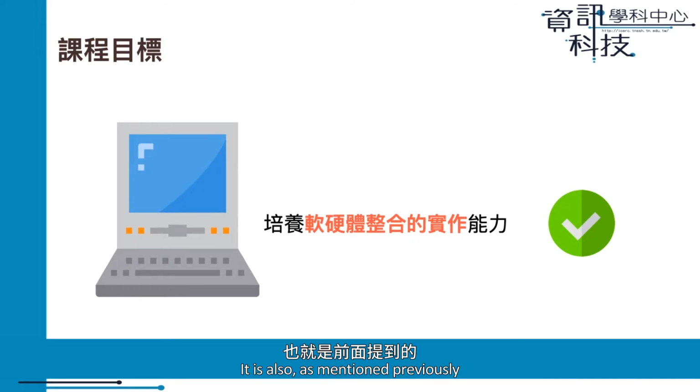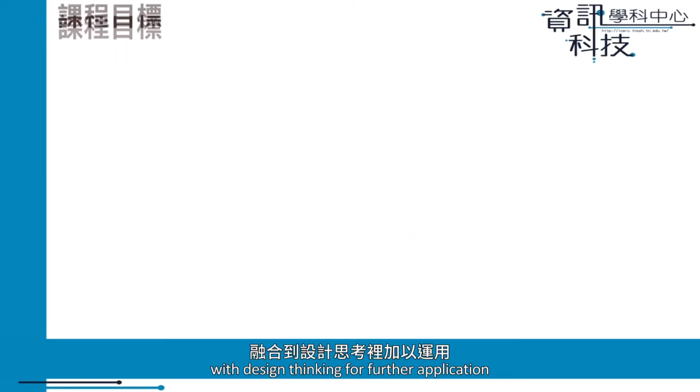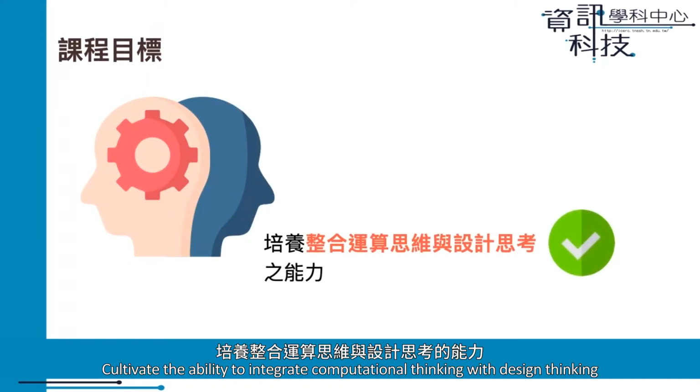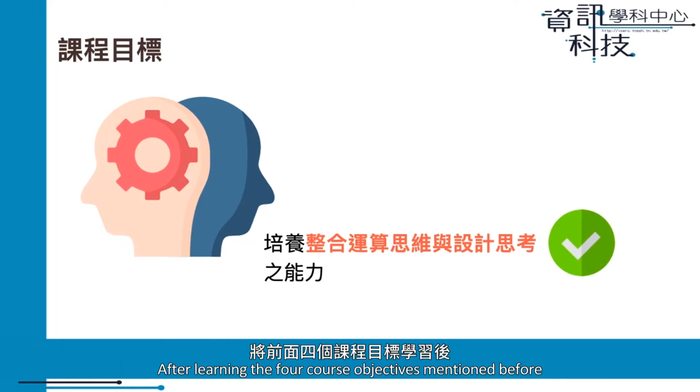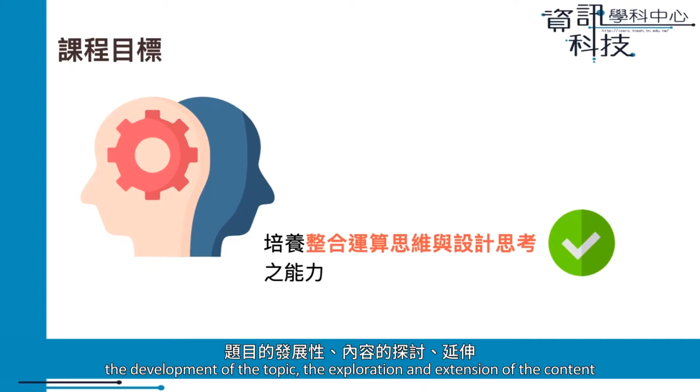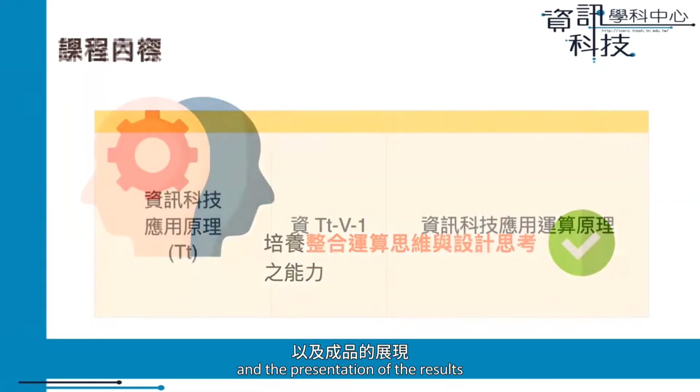It is also, as mentioned previously, how to fuse computational thinking with design thinking for further application. Cultivate the ability to integrate computational thinking with design thinking. After learning the 4 course objectives mentioned before, understanding and extending the applications for carrying out the project, the development of the topic, the exploration and extension of the content, and the presentation of the results.